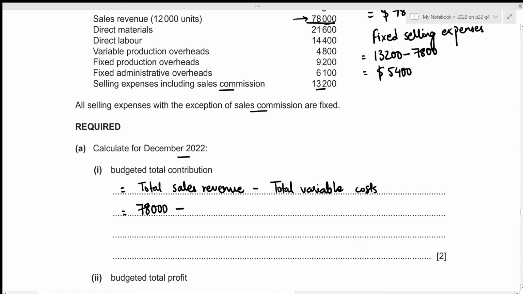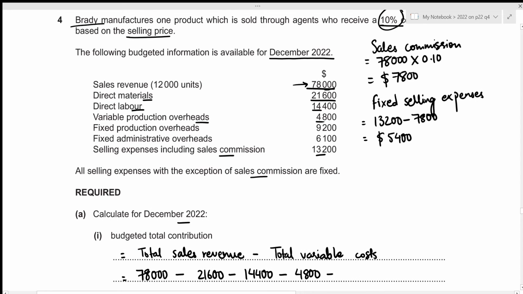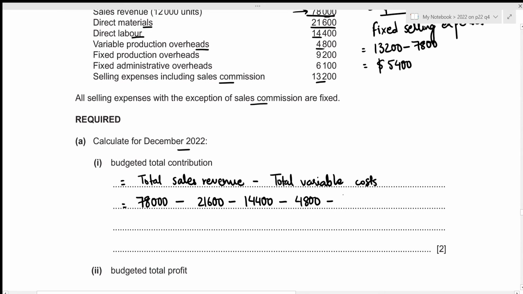So the first one is direct materials with the amount 21,600. Then the second variable cost is our direct labor with the amount of 14,400. Then we have our variable production overheads with the amount 4,800. And we also have sales commission, which is a variable cost. And the amount for sales commission, we just figured it out to be 7,800. So we need to subtract this as well. And this results in our budgeted total contribution to have the value of 29,400.